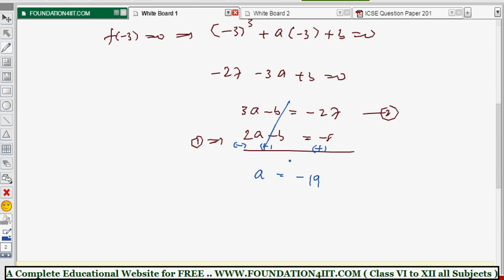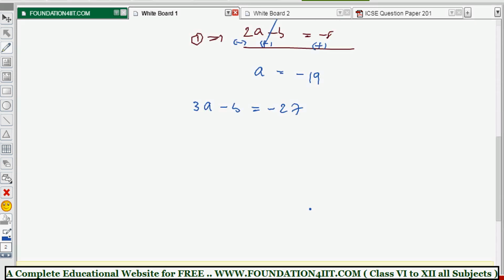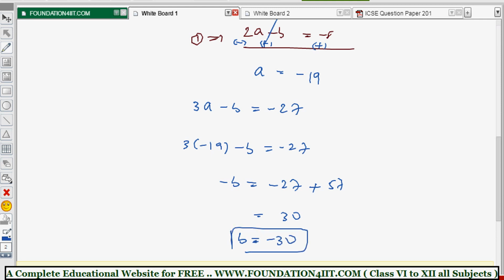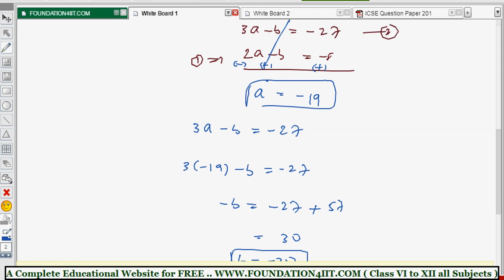A value is substituted in one of the equations, you get the b. Then 3a minus b is equal to minus 27. You substitute here, a is minus 19. So 3 into minus 19 minus b is equal to minus 27. Then minus b is minus 27 plus 19 into 3, that is 57. So that is 30. Then b is equal to minus 30. A is minus 19 and b is minus 30. These are the values of a and b.